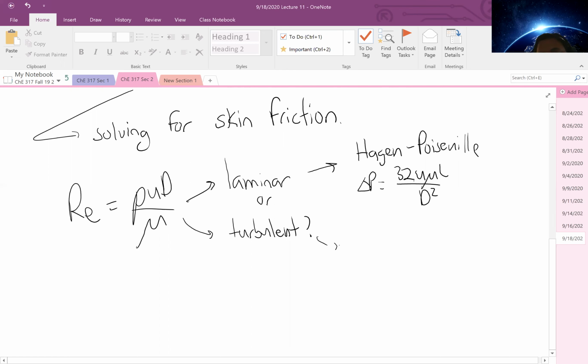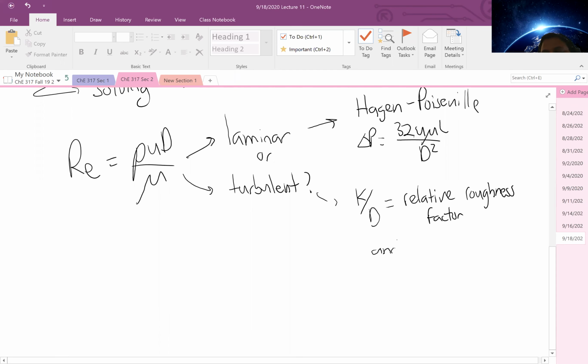And for turbulent, we have to identify a relative roughness factor, and use our empirical models or figure 5.10 for f, with which we can then solve for our friction, where delta P is equal to 2 f rho u squared all over D.